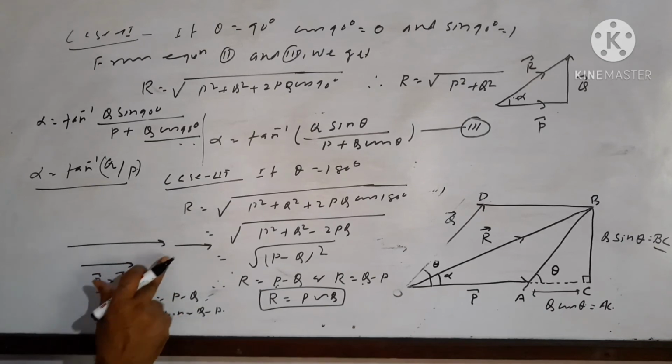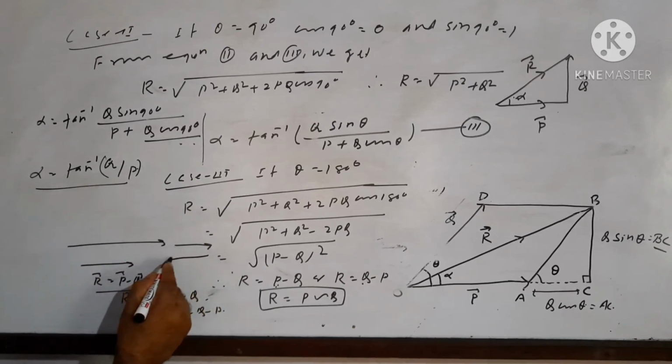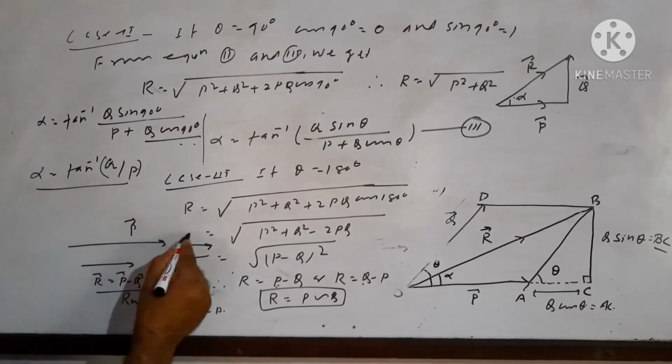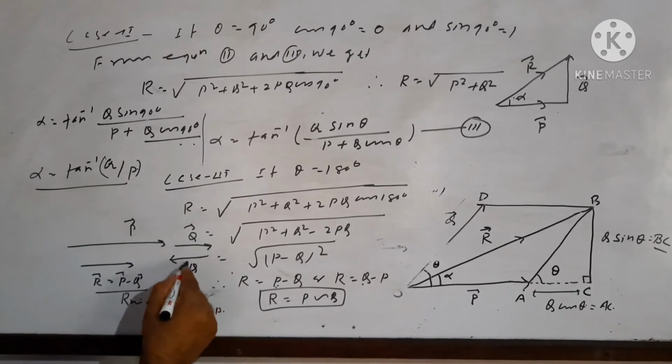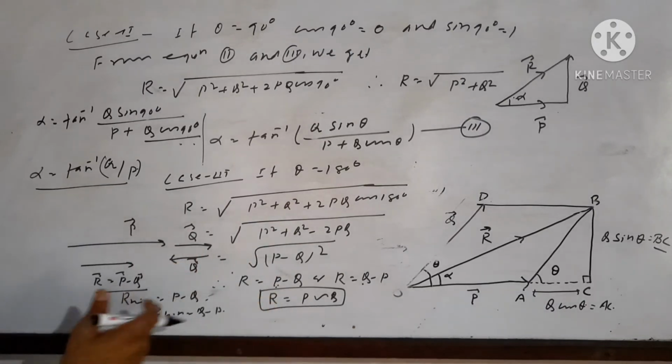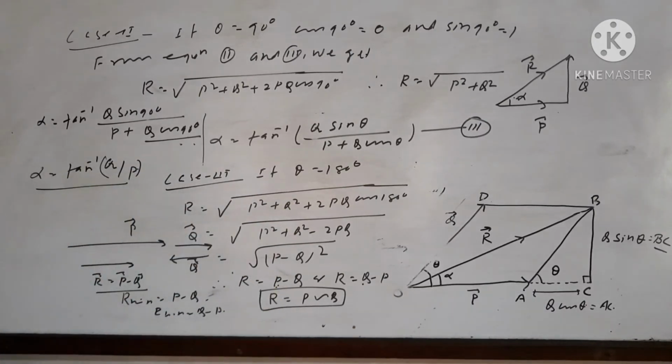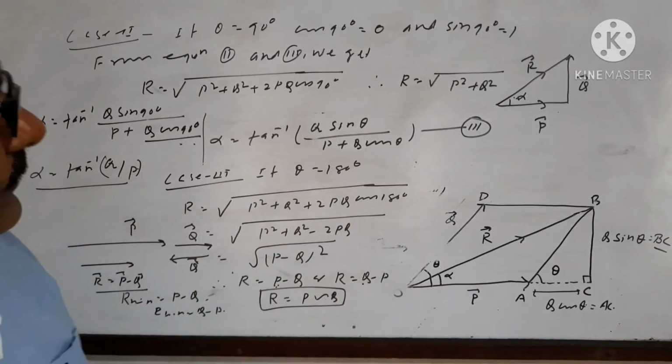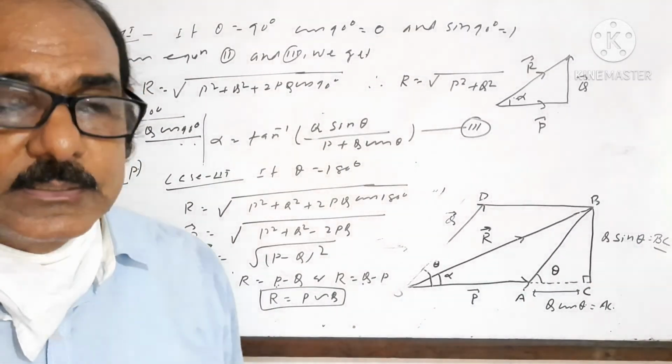Opposite direction means this direction is like that. This one is the P, this one is the Q, but when Q is in the opposite direction, there is the difference of the vectors, P minus Q, in terms of magnitude. In this way, the different cases and facts are discussed in the law of parallelogram.